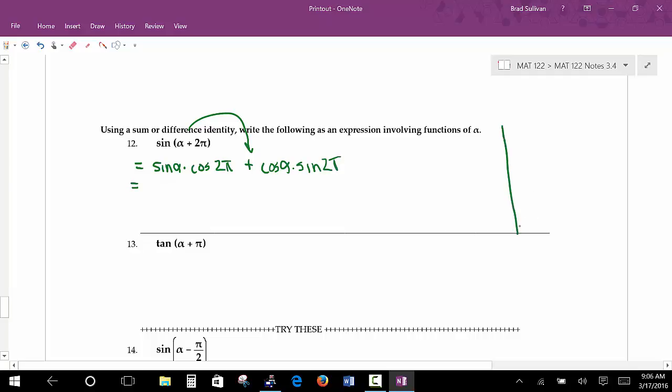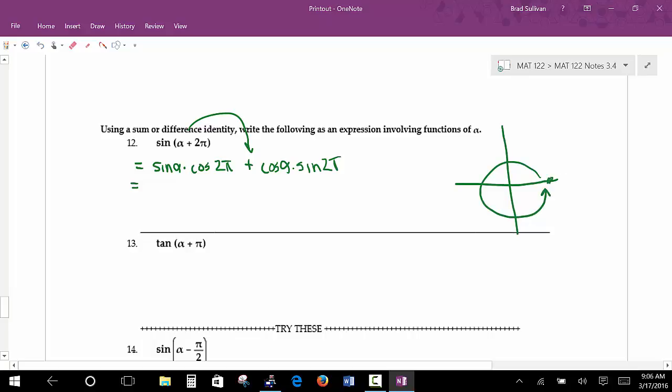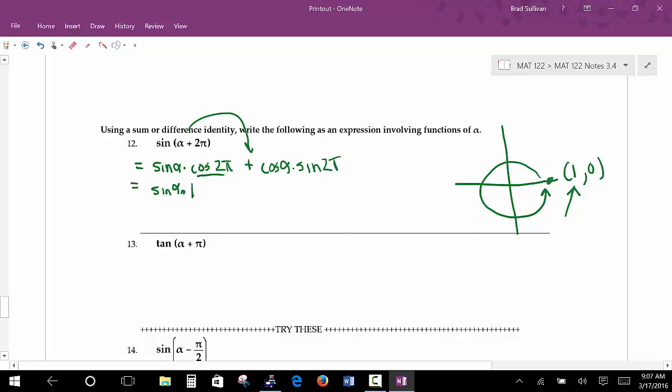Now we need to just think about the unit circle. If you're at 2 pi radians, what is that point on the unit circle? 1, 0, right? Okay, so we're going to bring down the sine of alpha. Okay, what is the cosine of 2 pi? It's the x value, so it's 1, right? Okay, now we're going to bring down the plus sign, and we have cosine of alpha. So what is the sine of 2 pi? It's 0. So that's your sine, that's your cosine. So we got that, okay?